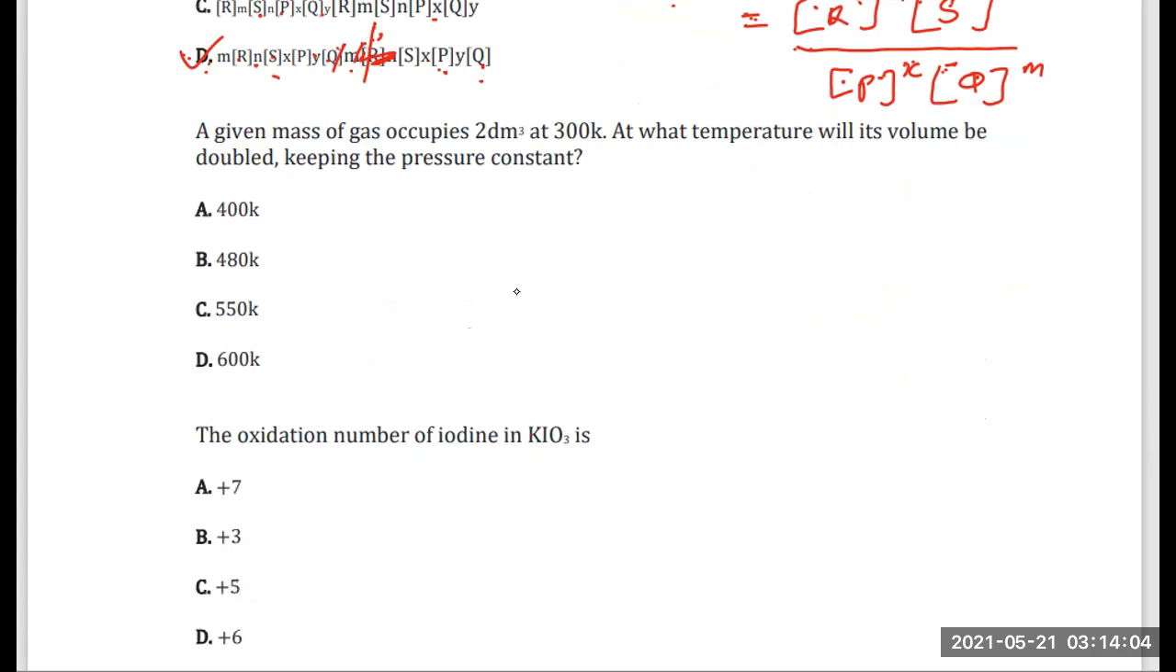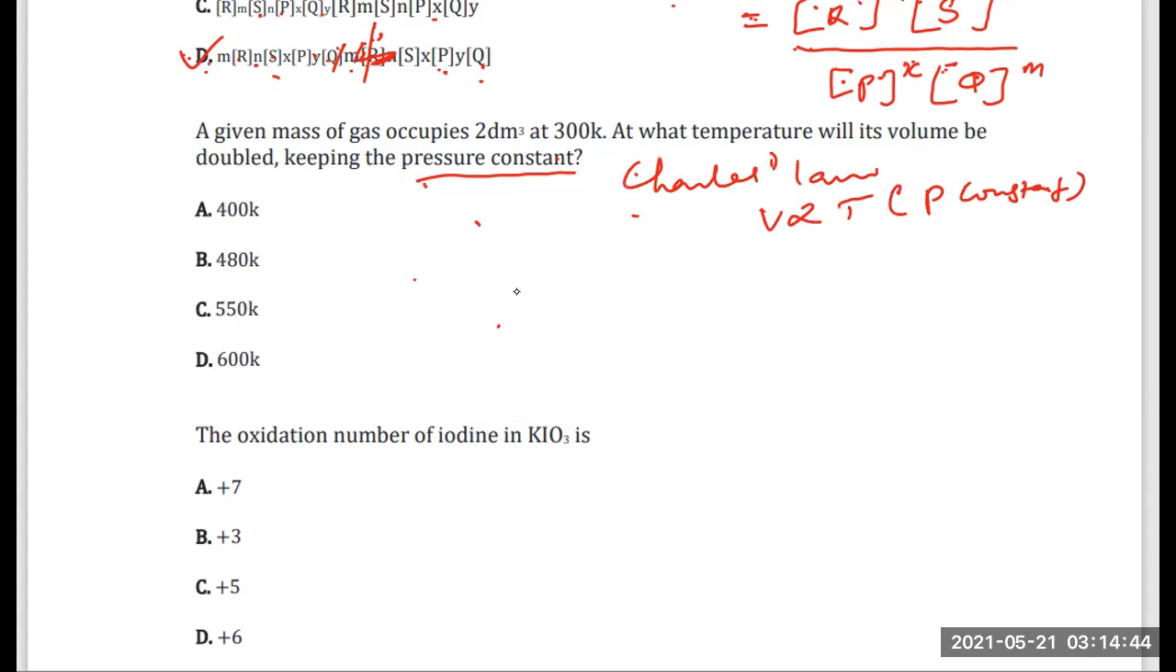A given mass of gas occupies 2 dm³ at 300 Kelvin. At what temperature will its volume be doubled, keeping the pressure constant? So this has given us the key to answering this question: keeping the pressure constant. We know that it is only in gas laws like Charles' law that the pressure is kept constant. Remember, Charles' law states that volume is directly proportional to temperature, provided pressure is constant.